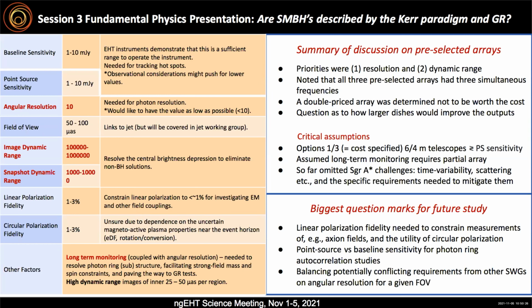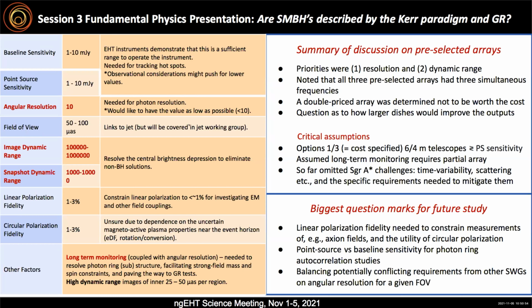Angular resolution. So we're theorists, we're looking at strong gravity. We like the highest possible angular resolutions, of course, and dynamic ranges as high as possible. And we are quite interested in long-term monitoring as well if we want to look at photon ring substructure. There are some discussions, and in brief, our major priorities at the present time are resolution and dynamic range.